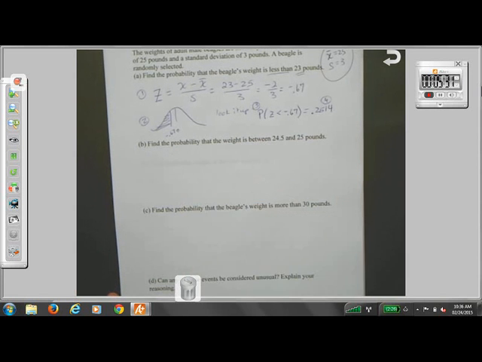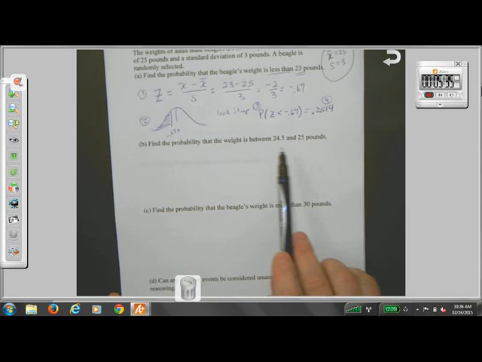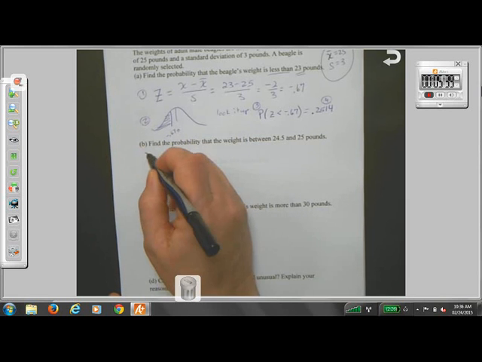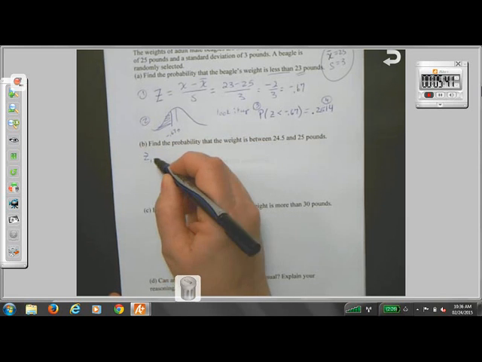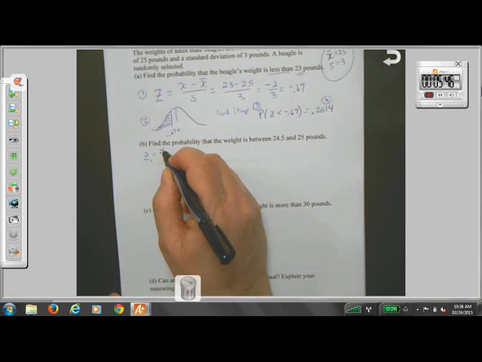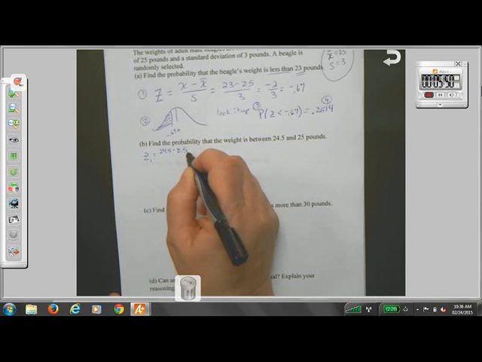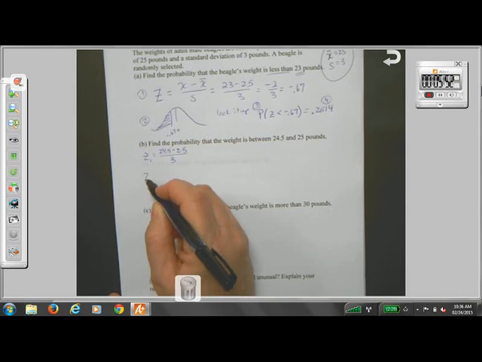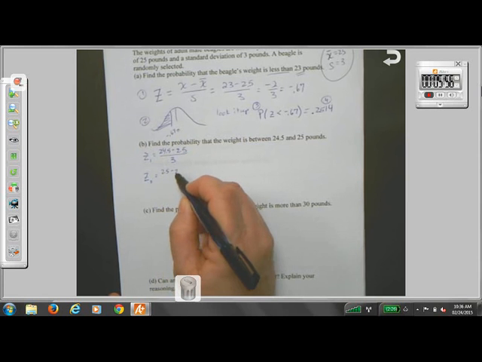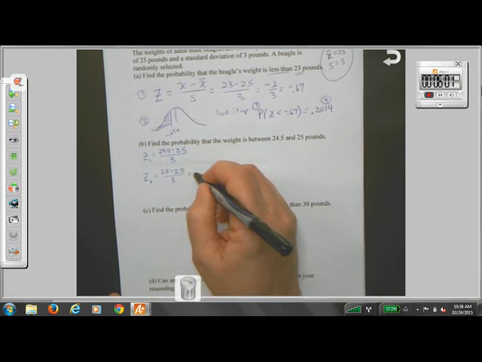Okay, so step one is to come up with z-scores. Now, this is a between. I need two z-scores, a z-score for each of these numbers, so I'm going to do this twice. I can just call them z1 and z2 to keep it from being confusing. So z1 is 24.5 minus 25 divided by 3. And then z2 will be 25 minus 25 divided by 3. Okay, this is going to be a z-score of 0.